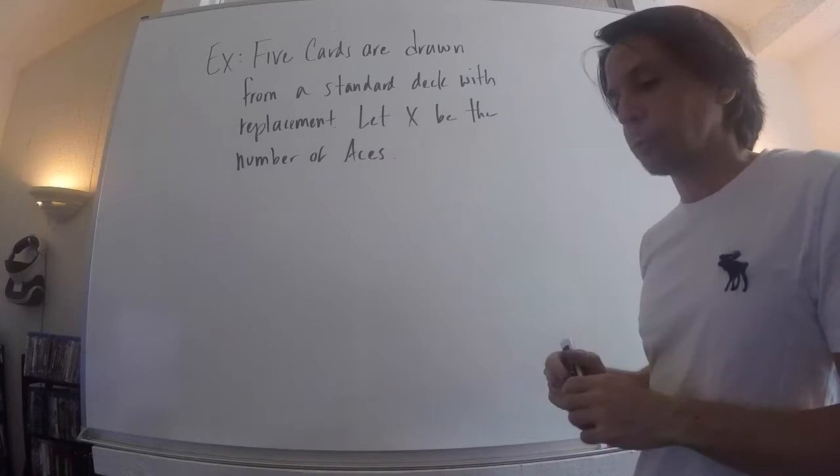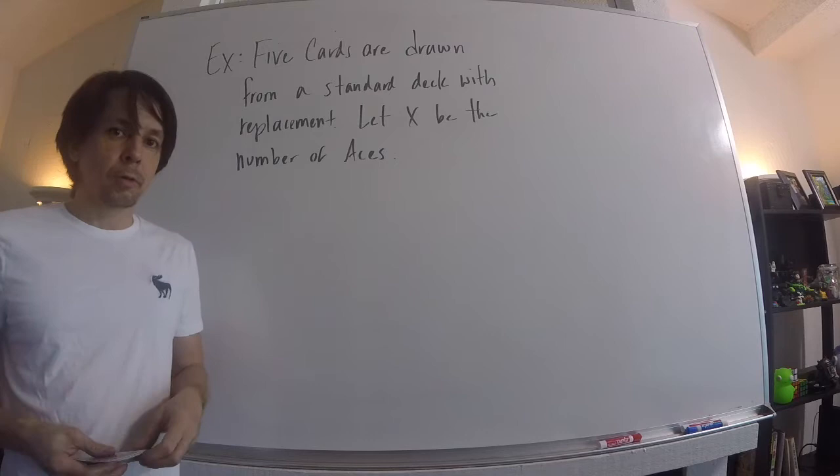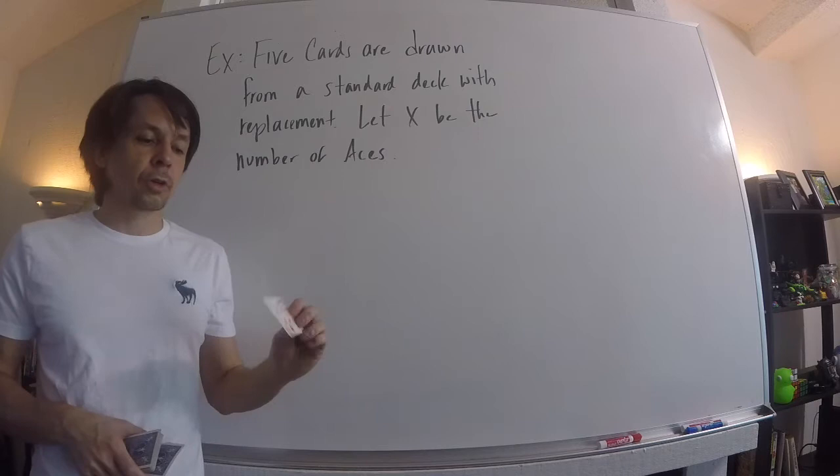Once you recognize this is binomial, because you're going to get a deck of cards, which I have, and you're going to shuffle, shuffle, shuffle, and draw a card, and it's either an ace or it's not. You put it back, you do that again five times, and you're doing the same thing over and over, just counting up success or failure. So it's binomial.